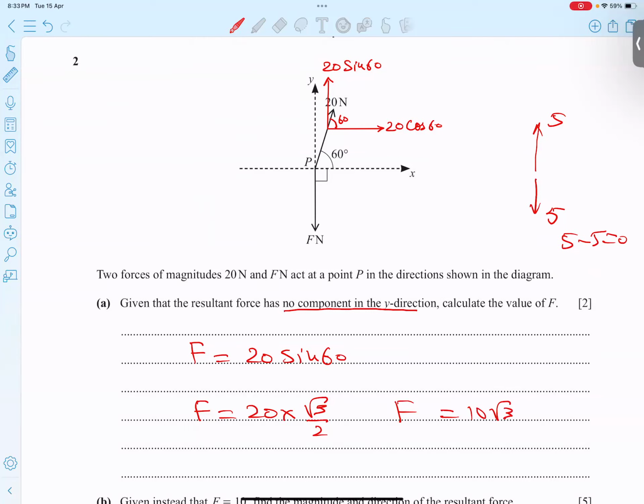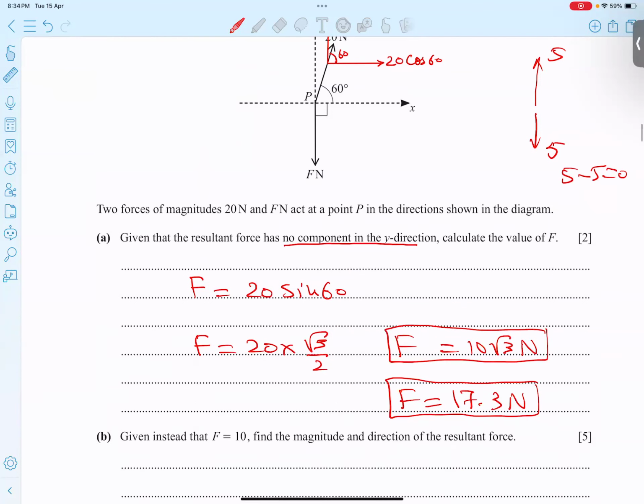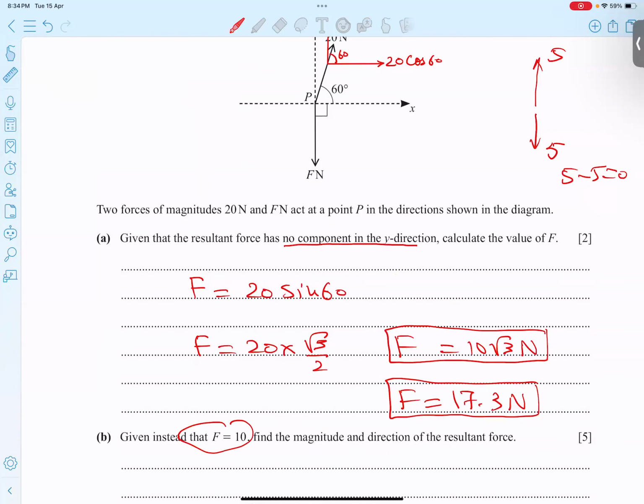And he did not say exactly what. If you leave it here, full marks, okay? But I am writing in 3SF, and that is 17.3 newtons. And both are correct answers. So let's go for the next part. He said instead now F is 10. So this 10 is what I got before, 17.3. He said no more 17.3. It is a 10 now.